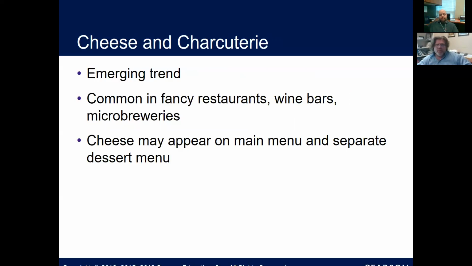The cheese and charcuterie board, again, especially with breweries and wine bars, you can go in there and get a selection of sausages and cheeses, and a flight of beers. It's heaven, people. You really have to go visit the Midwest. And sometimes this will be paired on the dessert menu.